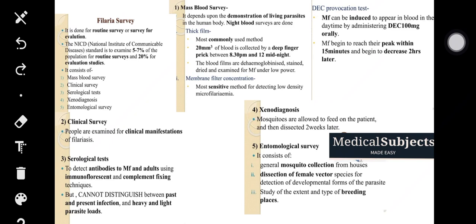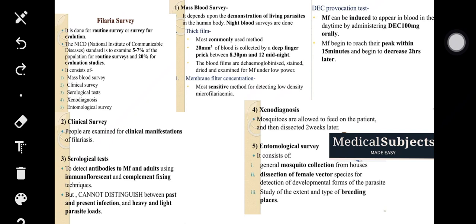Xenodiagnosis: mosquitoes are allowed to feed on the patient and then dissected 2 weeks later. This is called xenodiagnosis. Culex mosquitoes are allowed to feed, and then they are captured and kept for 2 weeks, and after 2 weeks they are dissected to check for microfilaria in the body of the mosquito.